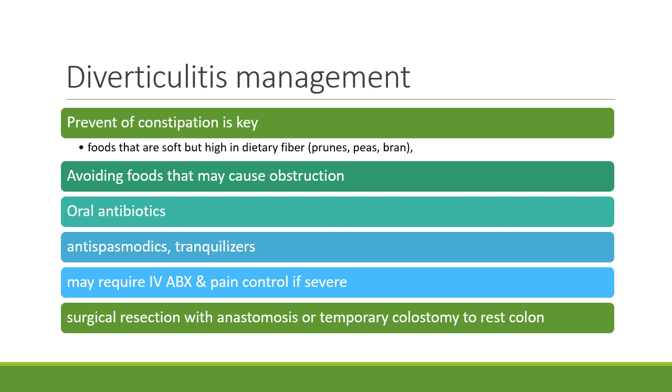Oral antibiotics can be used if the person isn't sick enough to be admitted, or IV antibiotics and pain control if it is severe. Antispasmodics might help with the pain. Tranquilizers is not a great way to say that, but benzodiazepines, drugs like that that take away the anxiety, also may help. And then surgical resection with anastomosis or temporary colostomy to rest the colon also can be used in patients who have really significant severe diverticulitis or who have ruptured.